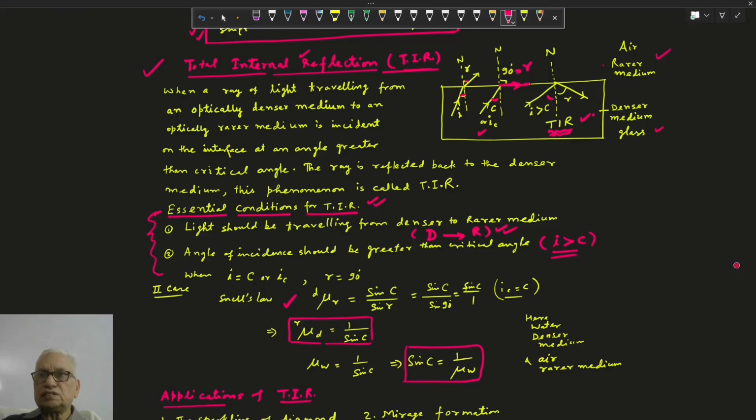When r is 90, sin 90 is 1, and sin C is the critical angle C. So we inverted it: mu of denser medium with respect to rarer medium is 1 upon sin C. Writing it this way, sin C is equal to 1 upon mu of denser medium with respect to the rarer one. हमको formula मिल गया, the relation between critical angle and the refractive index.